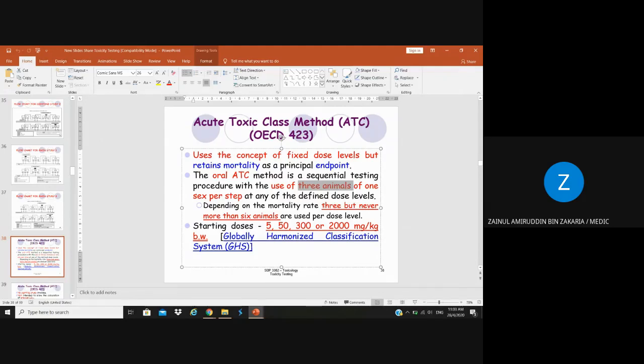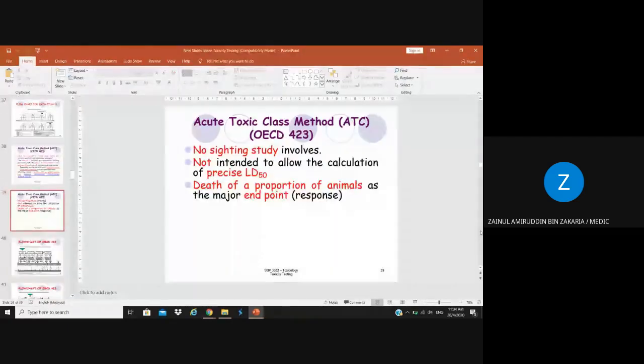Normally 3 but never more than 6. The maximum number of animals to be used is 6. Normally people use 3. If you get inconsistent result, you can use 6. So the dose is still the same. No sighting study involved. So it is not to get a precise LD50, just to observe if 2 or more animals died, that is considered toxic.